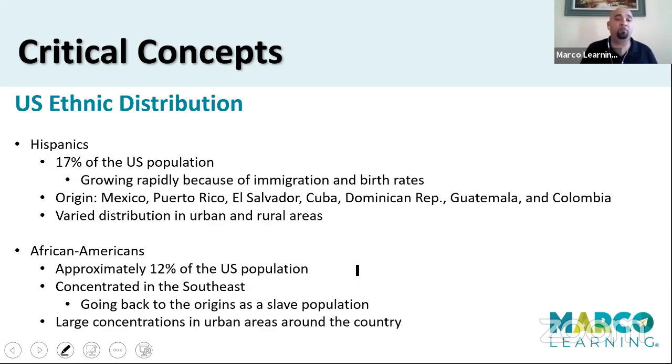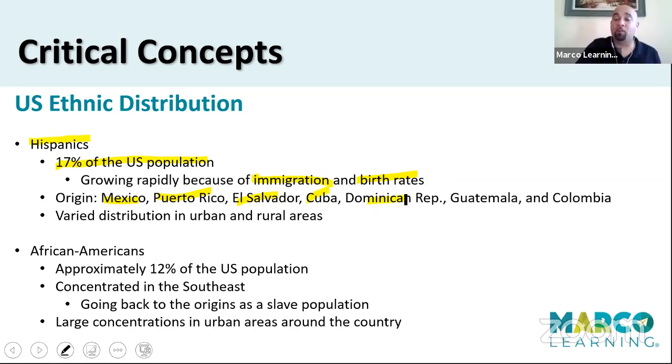I'm going to try to go quickly through this US ethnic distribution. So we're focusing on ethnicity for the next few minutes. Hispanics are the biggest ethnic group, 17% of the US population, growing rapidly because of immigration, people still coming from Latin America, and higher birth rates amongst the Hispanic population. The origin points for these people, primarily Mexico, Puerto Rico. Puerto Rico's tricky because they're legally American citizens, but they are also still culturally very much going through the immigrant experience. El Salvador, my people, Cubans, Dominican Republic, Guatemala, Colombian, my wife's people.